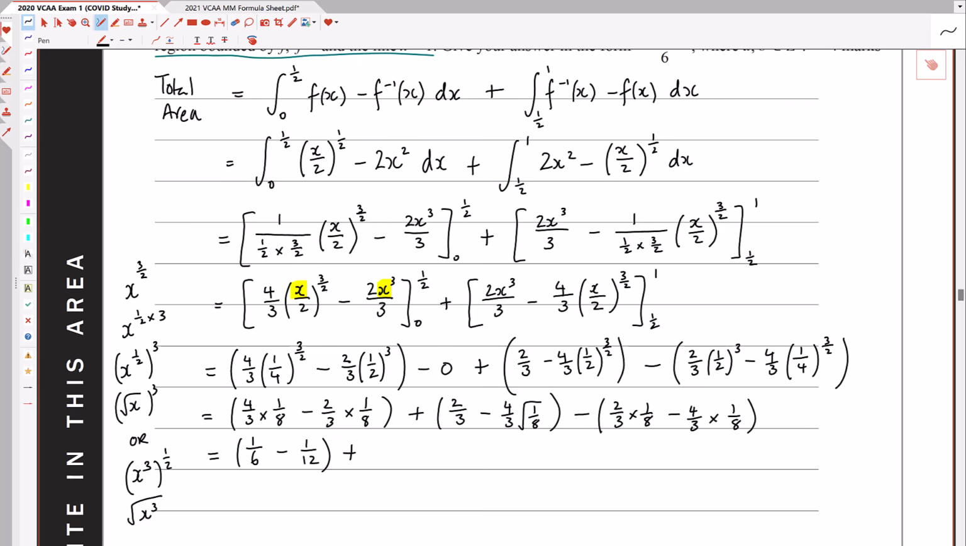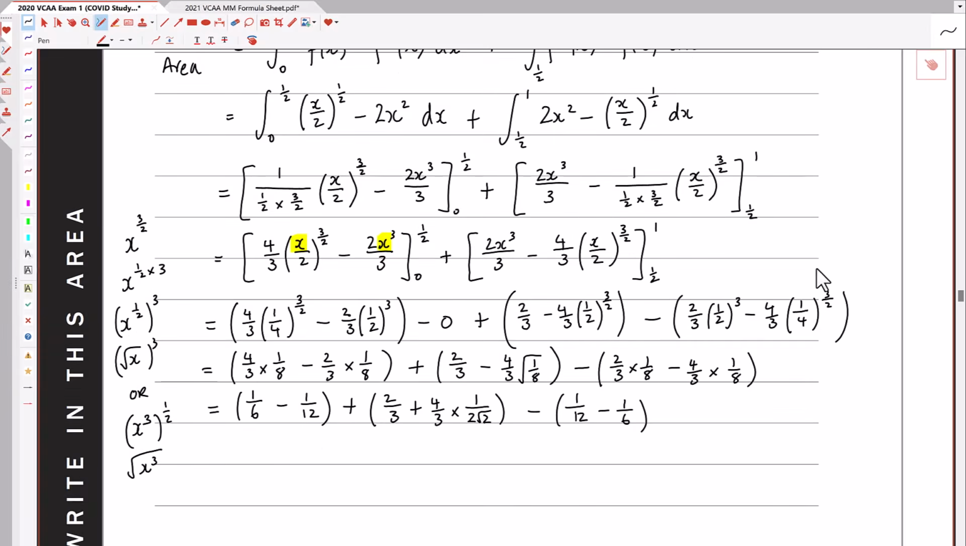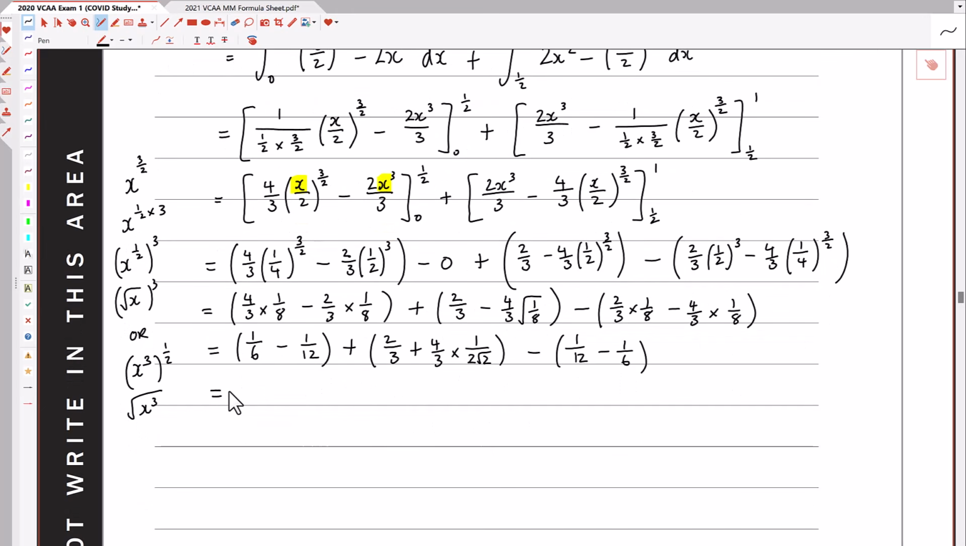So let's perhaps focus a little bit on what's happening there. So we're going to have 2/3 plus 4/3 times, now square root of 1/8 is square root of 1, which is 1 over the square root of 8, and the square root of 8 simplifies to 2√2. Alright, let's just keep going here. We've got these same ones, 2/3 times an 8th is a 12th, minus 4/3 times an 8th is a 6th. We did those in the earlier bracket. Okay, so 1/6 times 1/12 is 2/12 minus 1/12, so that's just 1/12.